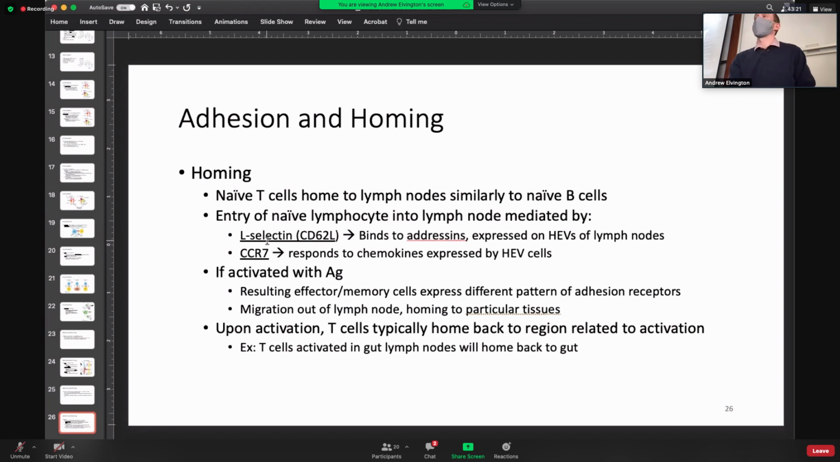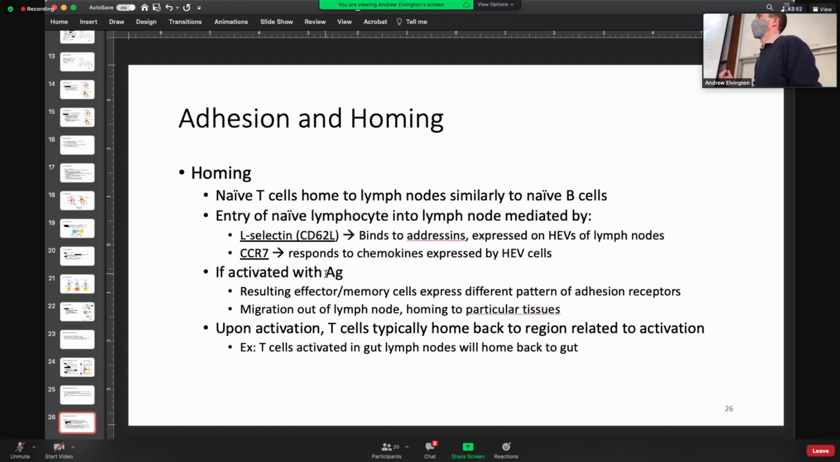They have a collection of things that they use to enter into lymph nodes. One is L-selectin, and the L here stands for lymphocyte selectin. It binds to things expressed by the HEVs, which is the way that our lymphocytes leave the blood and enter the lymph node. They also express CCR5, which is a chemokine receptor, so that these T cells can migrate based on chemokine concentrations.